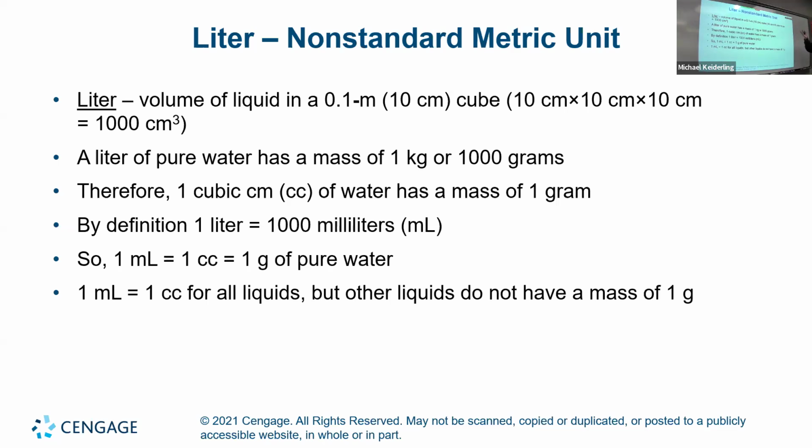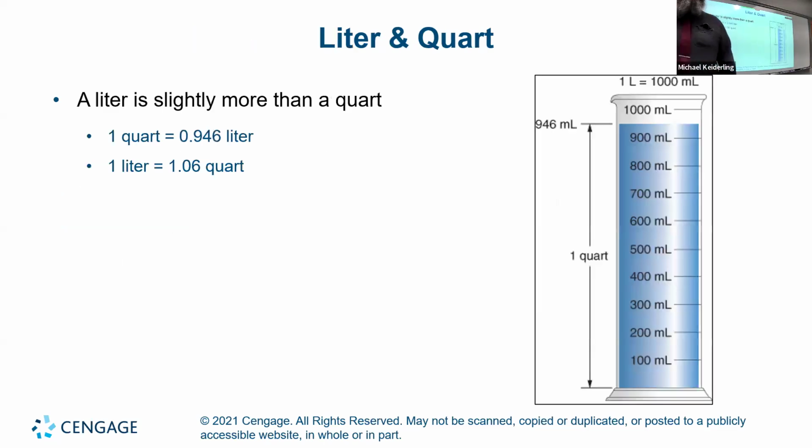Mercury, on the other hand, weighs 13.5 grams for 1 cubic centimeter. So the density of various liquids varies. You measure that density, you can find things out about the liquid.